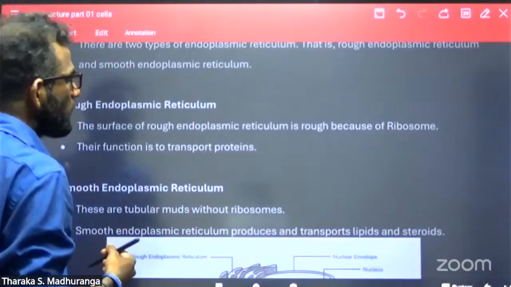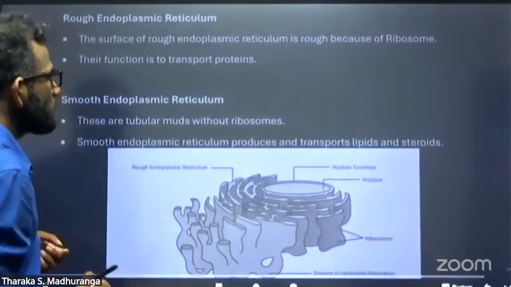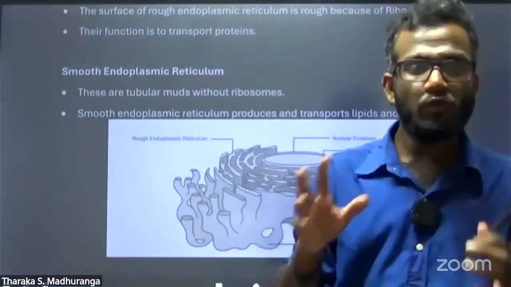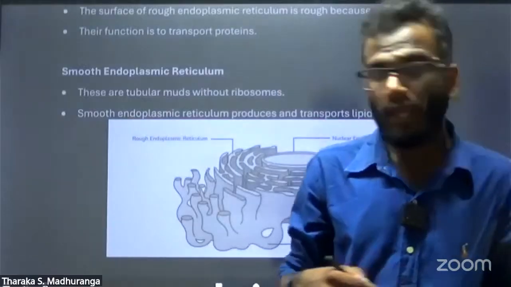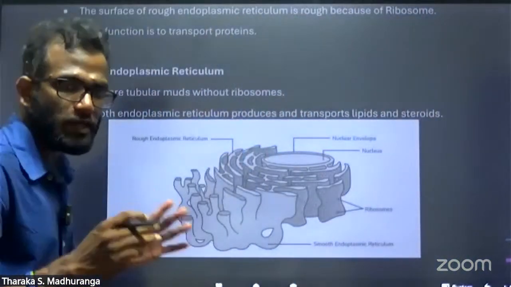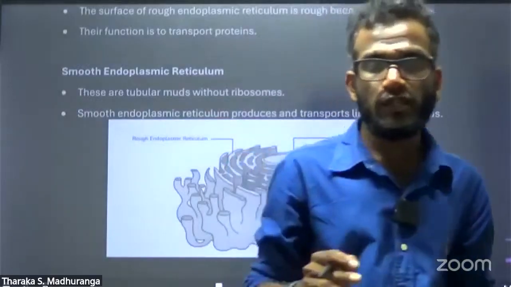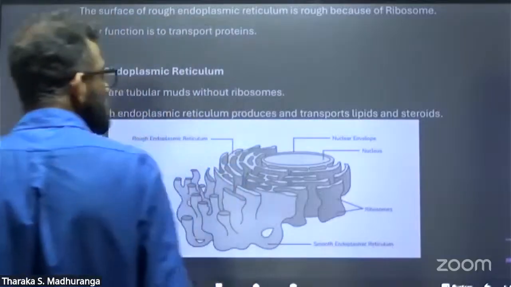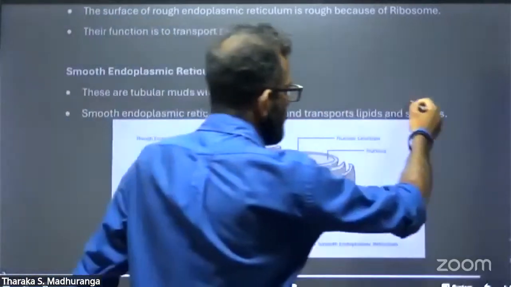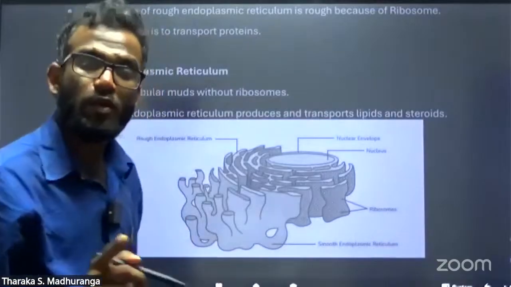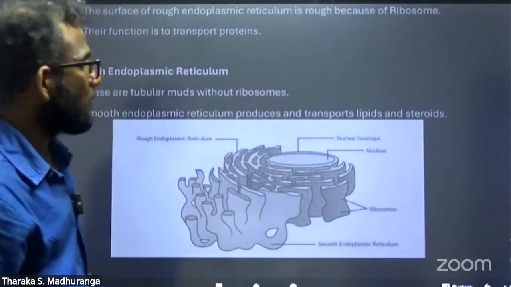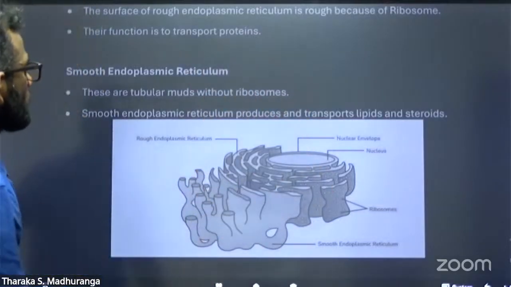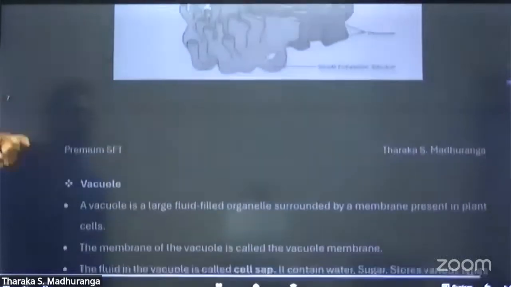Then the smooth endoplasmic reticulum. It does not have any ribosomes attached, it is smooth, therefore there is no attachment. The smooth endoplasmic reticulum is also involved in the transportation process. It transfers lipids and steroids. Remember, the rough endoplasmic reticulum handles protein transformation, while the transportation of lipids and steroids is done by the smooth endoplasmic reticulum.